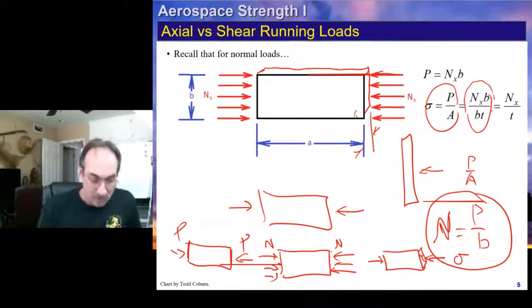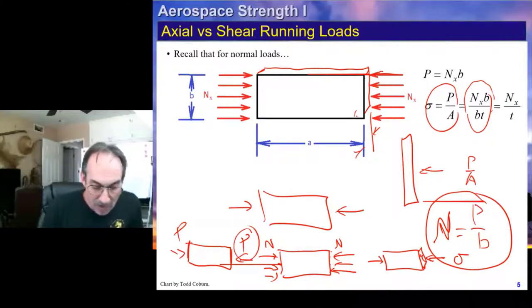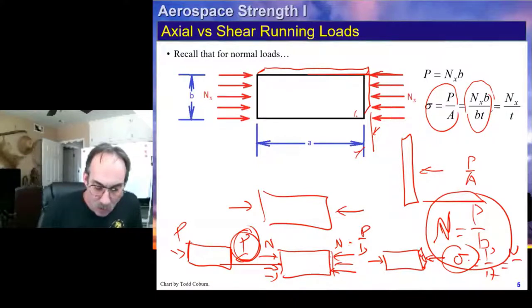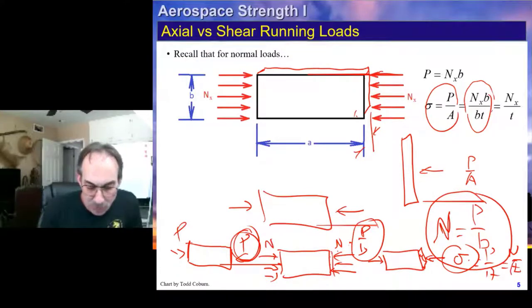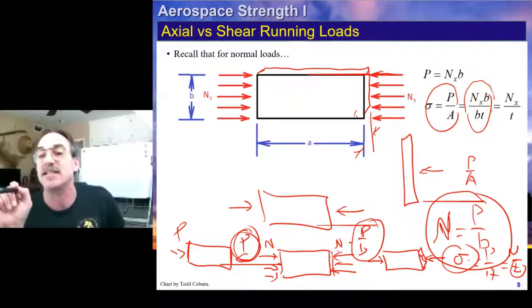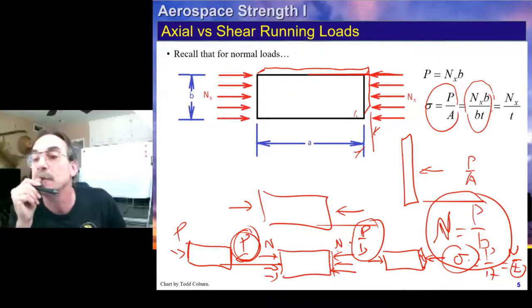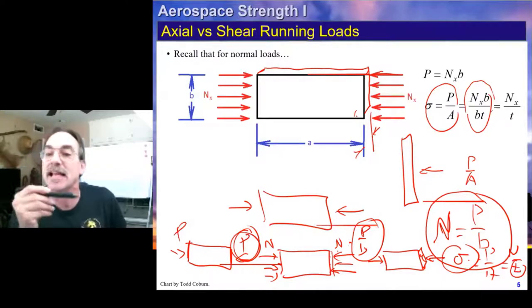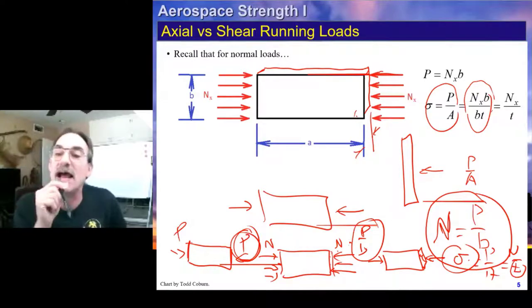You see that? So actually P over A is stress. P over B is the running load. And so if I want to talk about the stress, I can say it's P over A, or I can say it's N over T. Because remember, we calculated N by dividing by the larger dimension. So the only dimension left to put on the bottom is the thickness. This goes back to lecture one. I didn't cover it in lecture one very well because we're moving fast.